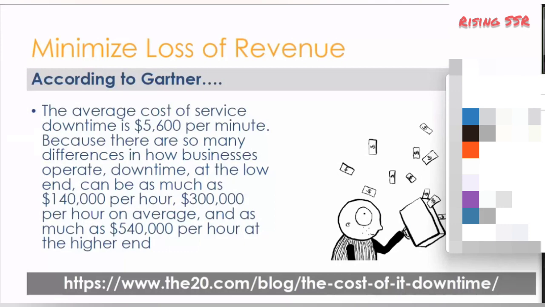Now, everything if we see, any downtime is related to a loss of revenue. So this is a very important statistic which says that the average cost of service downtime is $5,600 per minute. This is the average cost, and it depends on the nature of the business as well. It ranges from 140K to 300K per hour on an average if the application is really complicated and complex, and 540,000 at the higher end.